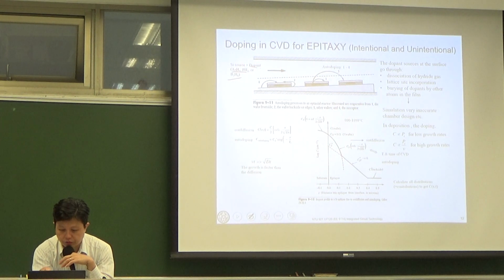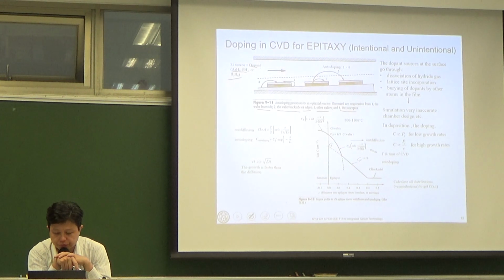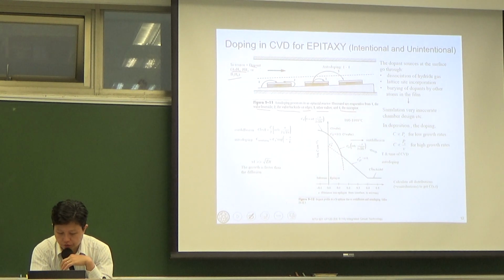There are four kinds of auto-doping. The first one is from the wafer front side and also the wafer back side or edge, or other wafers or susceptors. So this will give you the doping profile underneath.